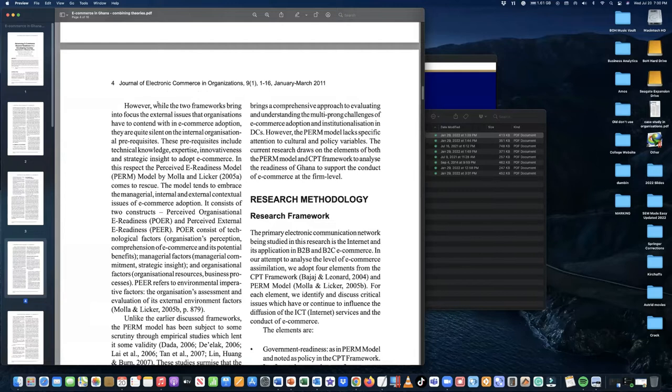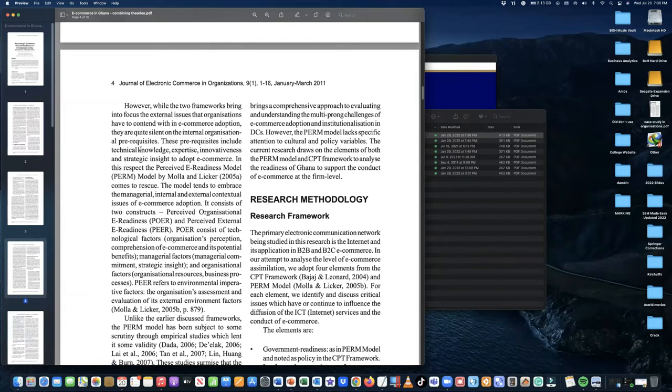Okay, so let me point out. However, while the two frameworks bring into focus the external issues that organizations have to contend with in e-commerce adoption, they are silent on the internal organizational prerequisites. The prerequisites include technical knowledge, expertise, innovativeness, and strategic insight to adopt e-commerce. In this respect, the perceived e-readiness model, the PEM model by Mola and Leka, comes to the rescue.